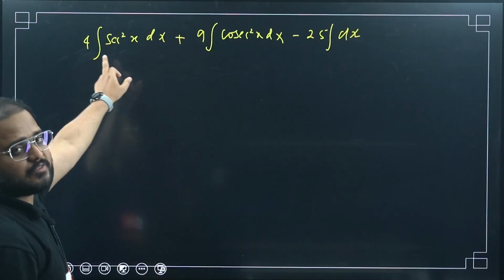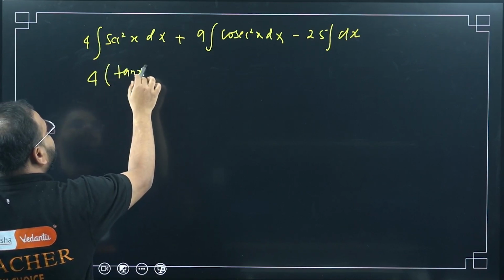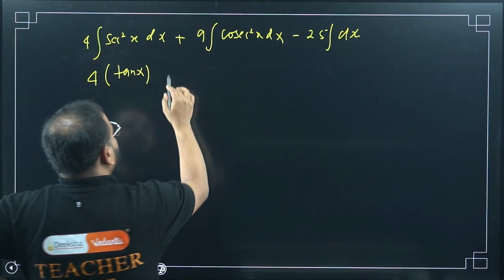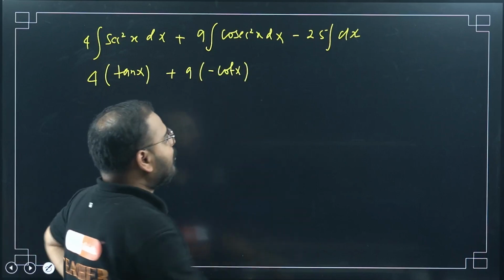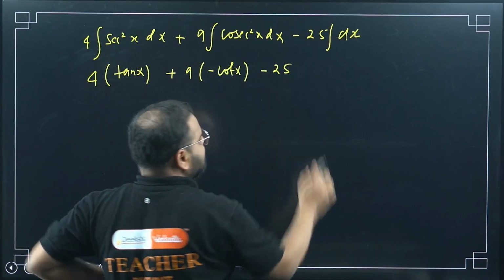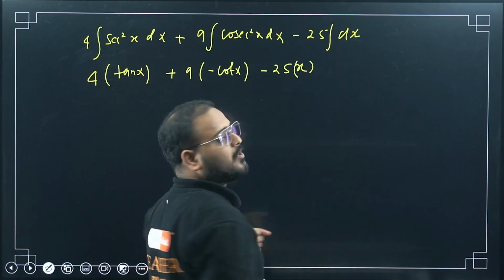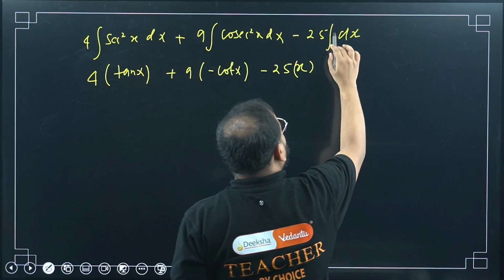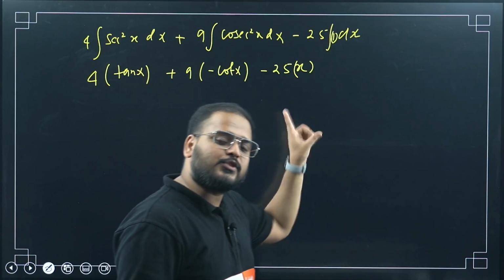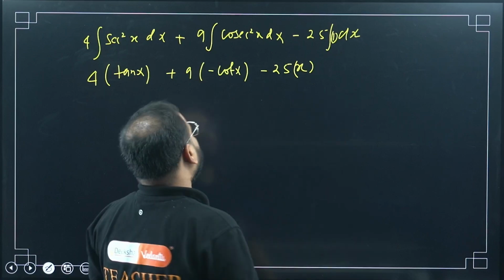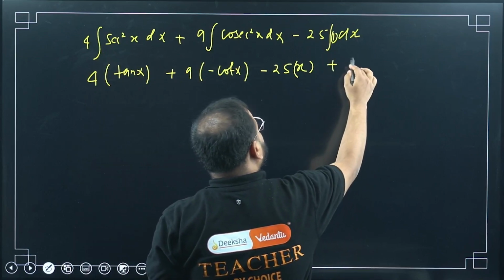Now if you integrate, what is the integration of sec square? 4 tan x, right? What about cosec square? Plus 9 times of minus cot x, okay? And what about this? Minus 25, what is this? I'm integrating dx, right? So it can be written as simply x, because nothing is there, only 1 I can write. If you want, I can write it as 1 times of dx. What is the integration of 1? x. Why, sir? Differentiation of x is 1, integration of 1 is x, okay? And we are doing integration, right? So I can simply add here a constant c.